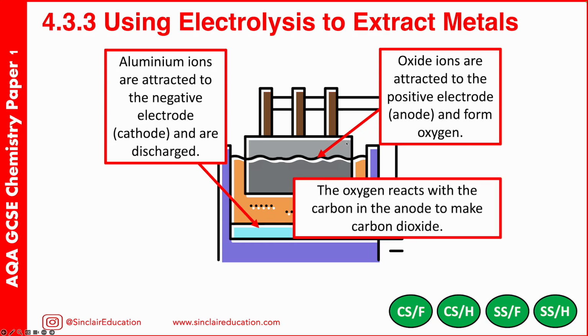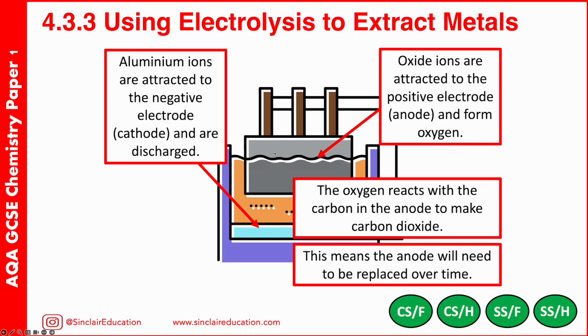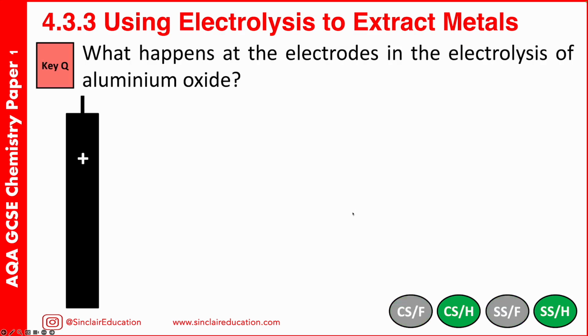And so the oxygen will immediately react with the actual carbon in this electrode, and it will form carbon dioxide gas. So as this reaction is going on, the electrode burns away because it reacts with the oxygen that's been made there to make CO2 instead. What that does mean is the anode will change in appearance and will need to be replaced over time. It will physically get smaller and smaller and smaller.